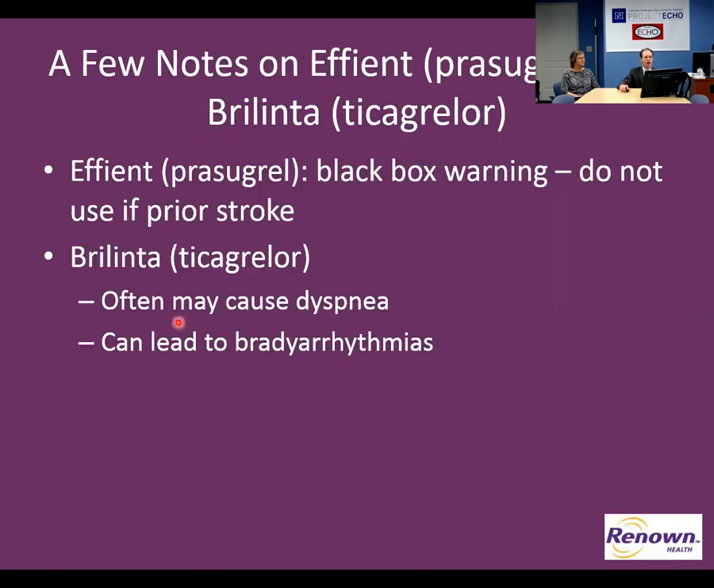It is important to note on these newer agents, even though they have mortality benefit over Plavix, that prasugrel or Effient should not be used in people who've had a previous stroke, because there is an increased risk by the trials. And ticagrelor will often cause dyspnea and can cause bradyarrhythmias by its mechanism. So you may see things like heart block, or people say they have pretty severe dyspnea. If they do have dyspnea on ticagrelor, they may get over it in a couple of weeks. If they don't, then that is sometimes a reason to switch them back to Plavix.